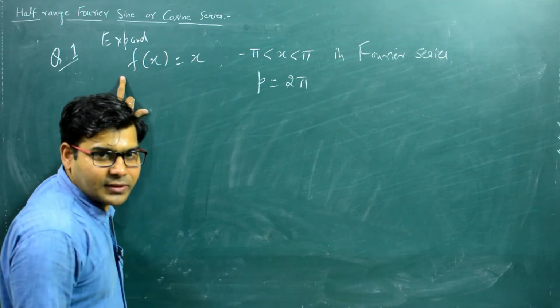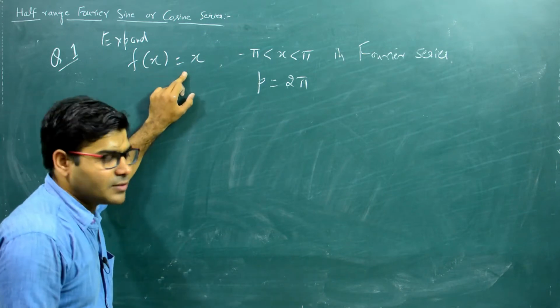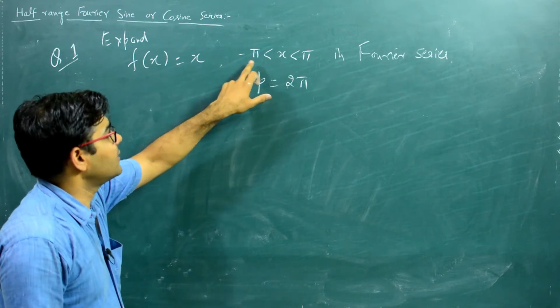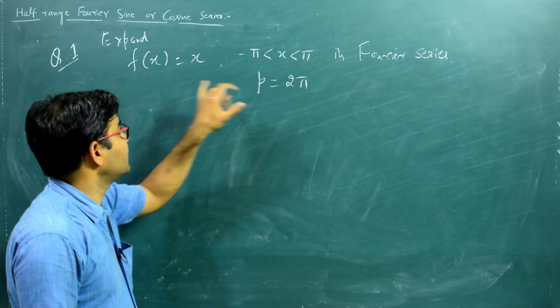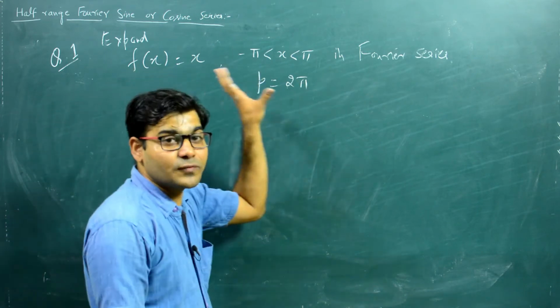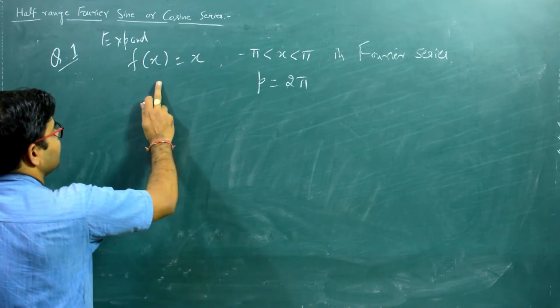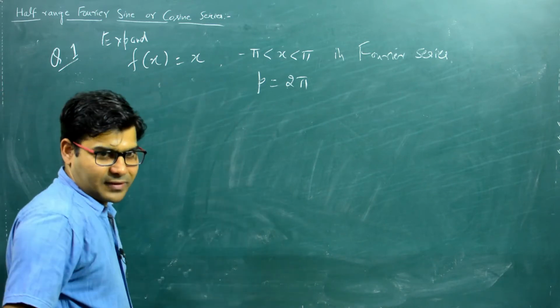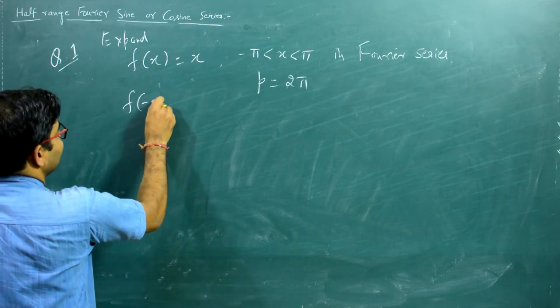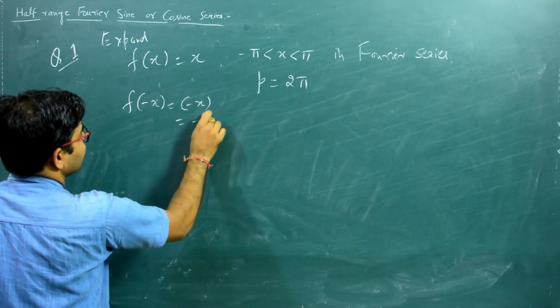This is the given question. We have been asked to expand f(x) equal to x, defined in the range minus pi to pi, and this function is periodic beyond this interval with period 2 pi, and we have been asked to find its Fourier series. So let's see how to do that. Now what we observe is that this function is actually an odd function of x, because if I replace x by minus x, this will give me minus x, which is minus of f(x).